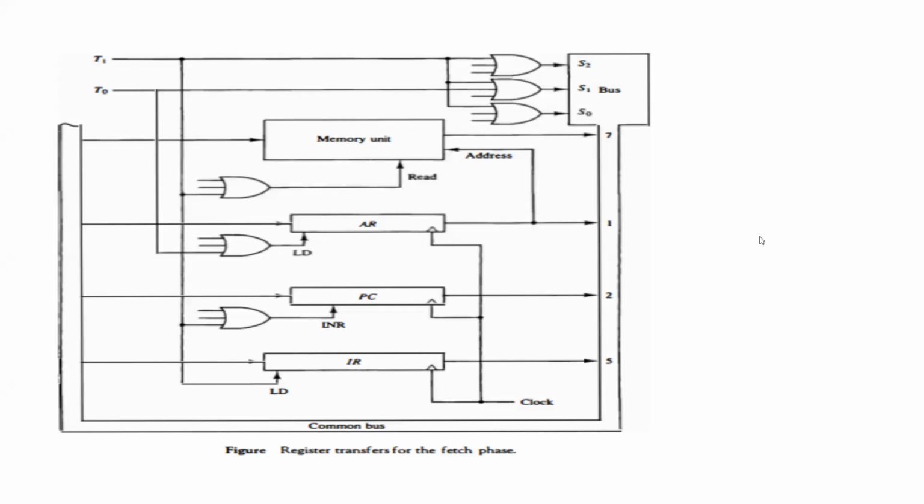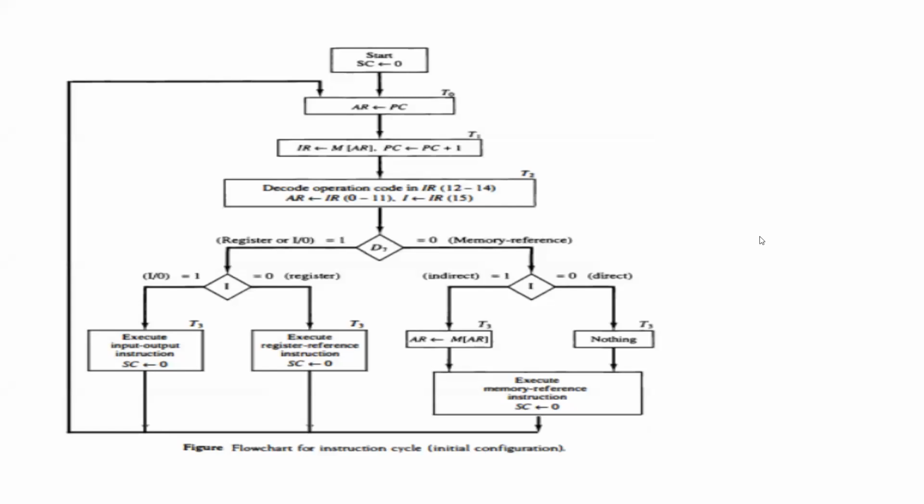So our next topic is the instruction cycle. This is the flowchart of the instruction cycle. As I said earlier, this is all included in the instruction cycle, which covers the control unit as well as fetching. Here SC is set to 0. It means the sequential counter is 0. What does it mean?